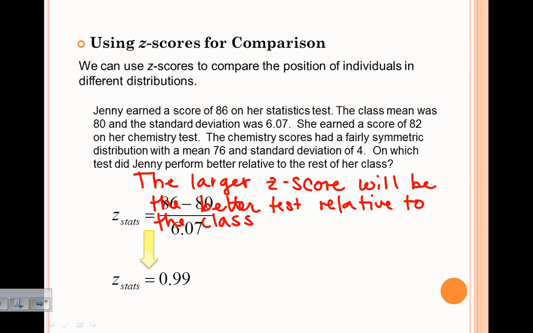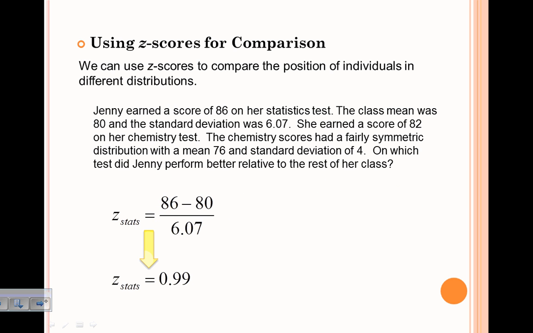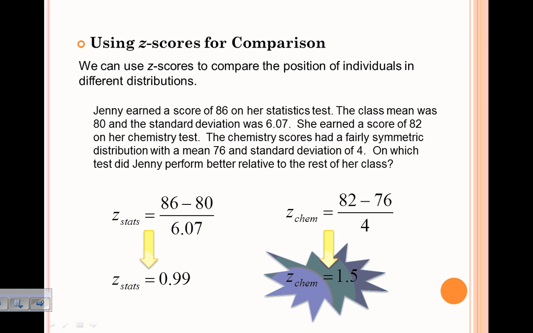Okay, so let's find her z-score for each of these two tests, the statistics and the chemistry. I take her score minus the mean divided by the standard deviation, and I got 0.99. When we did the chemistry score, the 82 minus the mean of 76 divided by the standard deviation of 4, we got a z-score of 1.5. So she actually did better on her chemistry test. She was 1.5 standard deviations away from the mean. So relatively, she did better on her chemistry test. Yay! She needs to work on her stats.